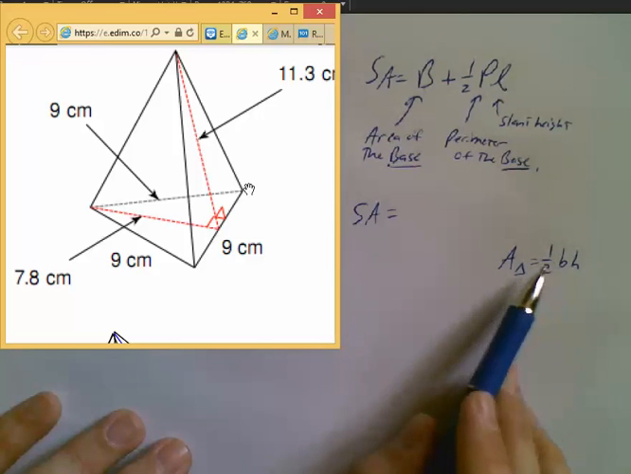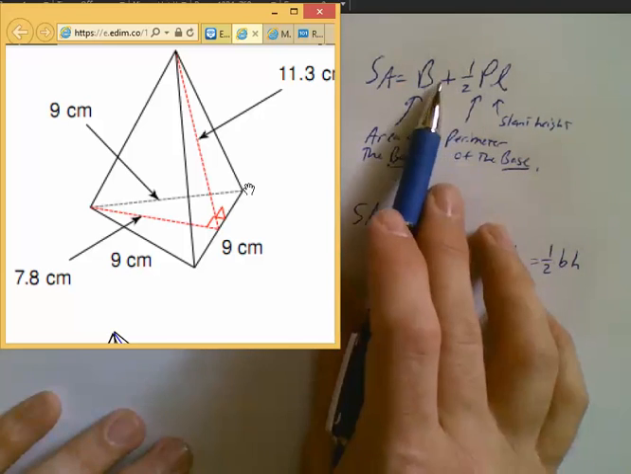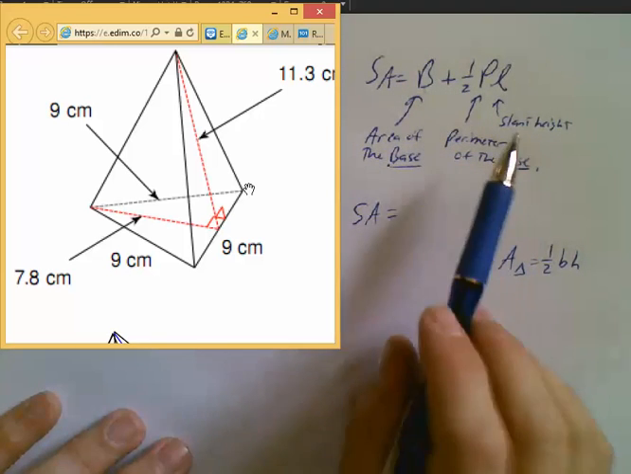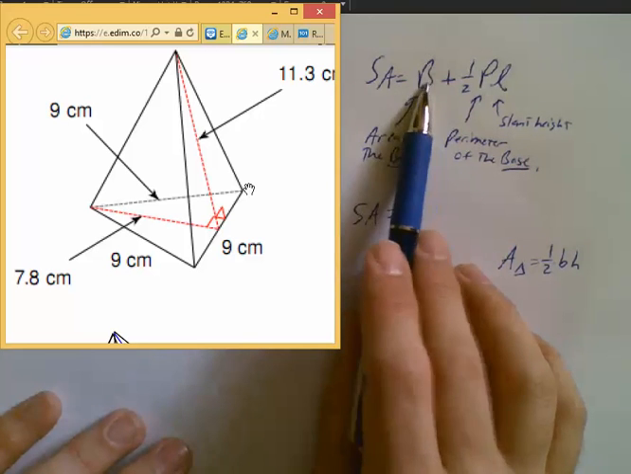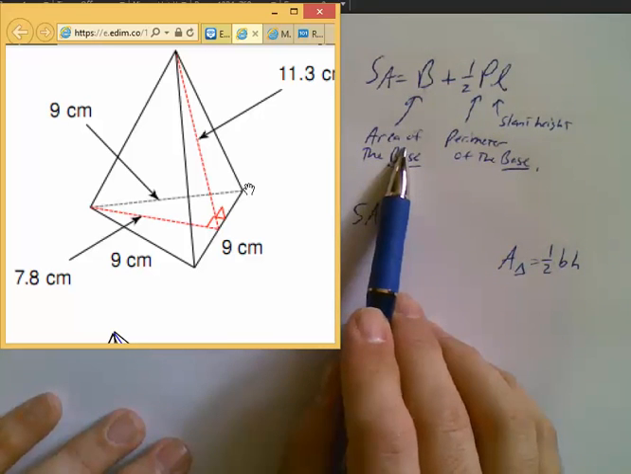This is the base of just the triangle, not base of the prism. If it was the base of the prism, it would be a big B. Or in this case, sorry, pyramid, but it's the same big B. So big B is the area of the base of whatever it is you're using. In this case, we're going to do it for a pyramid.